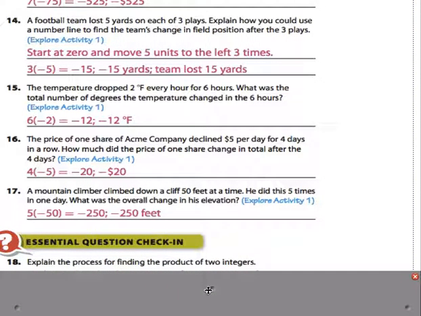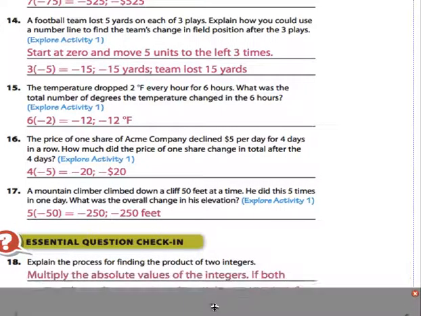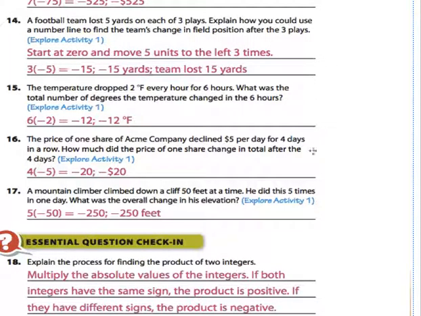All right, we have our essential question. Check in: explain the process for finding the product of 2 integers. So you're just explaining how you do that. Multiply the absolute values of the integers. If both integers have the same sign, the product is positive. If they have different signs, the product is negative.